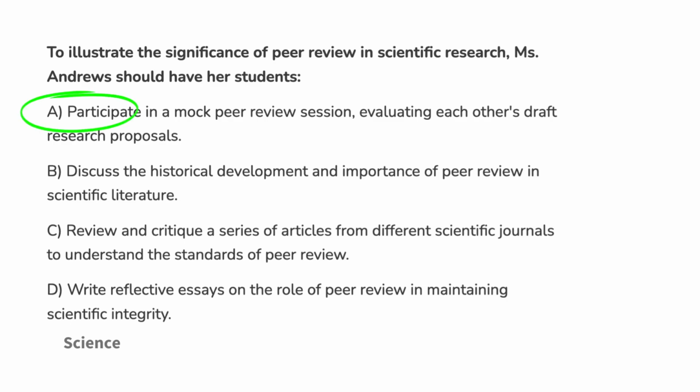If you selected answer option letter A, you'd be right, and that's because participating in a mock peer review session provides hands-on experience with the peer review process and helps students understand that it's important to ensure the credibility and quality of scientific research that they do in the classroom.